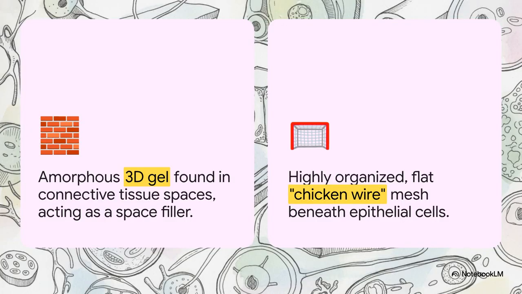Now, the ECM basically comes in two main flavors. There's the interstitial matrix. This is the stuff you find in the spaces between cells in connective tissue. Think of it like a squishy 3D gel. Then by contrast, you have the basement membrane. This is a highly organized, super thin, flat mat. It literally looks like a sheet of chicken wire that sits right underneath layers of cells, providing this critical boundary and support structure for them to rebuild on.